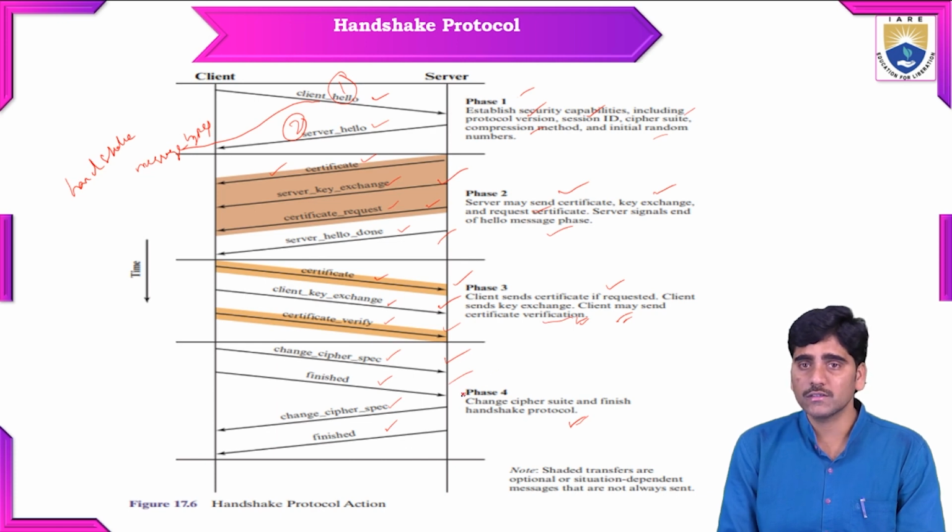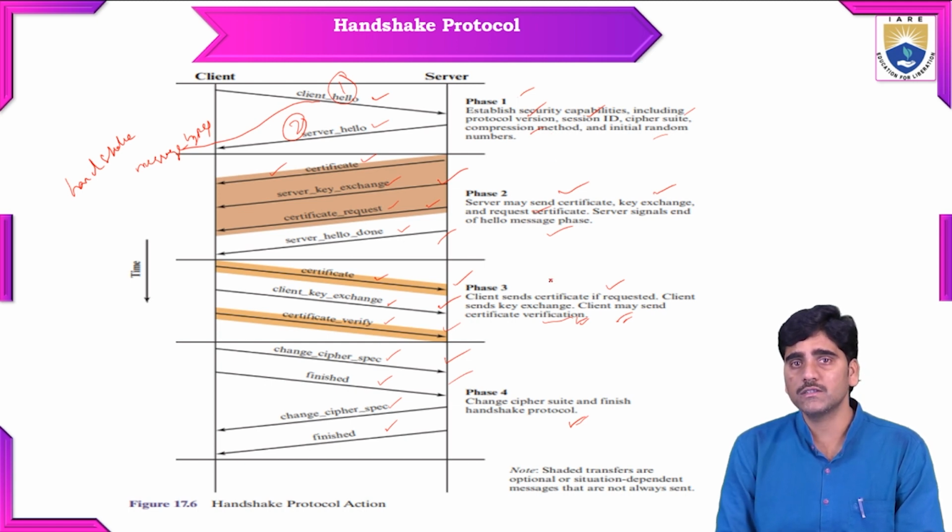And from the server side, it has to send change cipher spec. The next it is going to be finished, it is going to finish the state. So this is the way the handshake protocol action is performed with the help of these phases and these handshake message types.